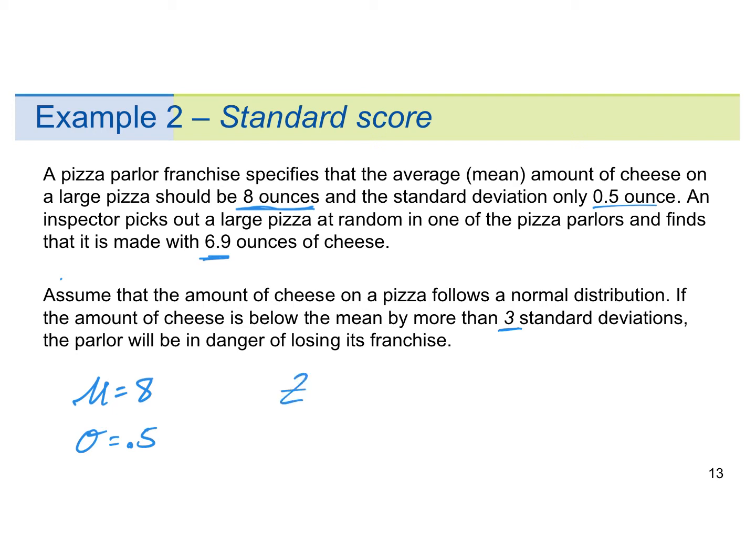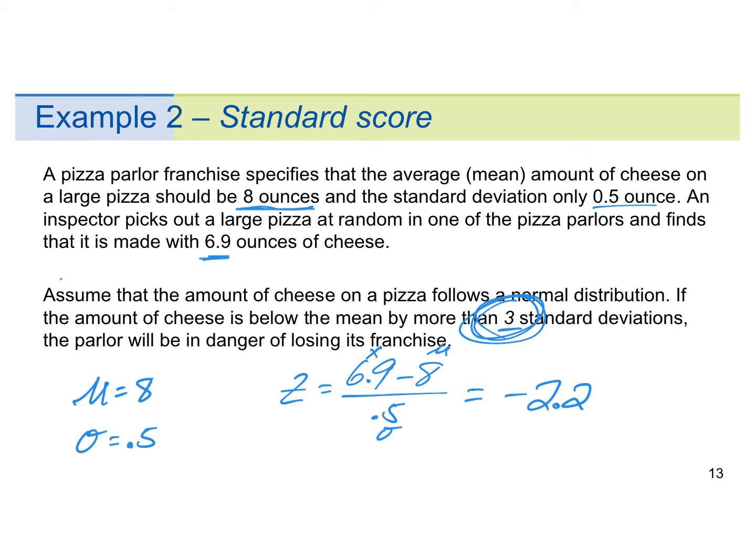So here we go. Z is equal to the 6.9 take away 8 divided by 0.5. X was our raw data, our mean, and our standard deviation. In doing the computations, we get a -2.2. All right, so it's not more than 3 standard deviations below the mean. All right, and I'll explain the standard deviations above and below in 1 second.